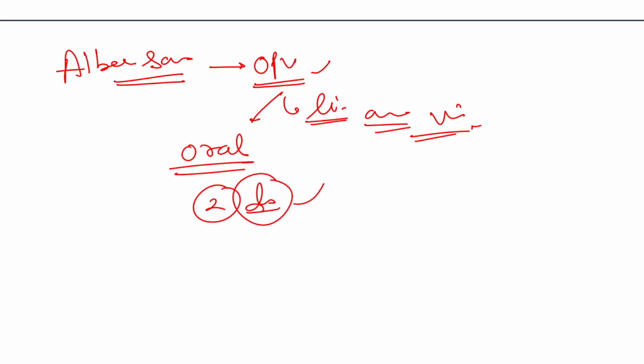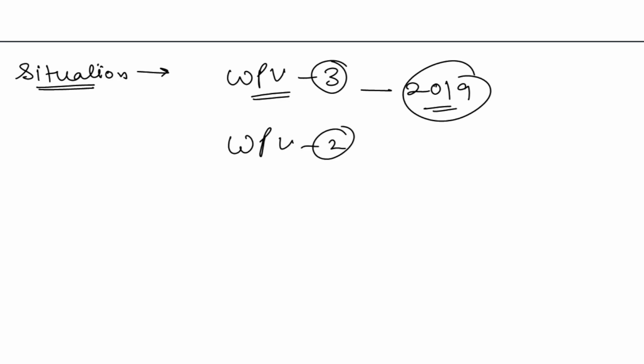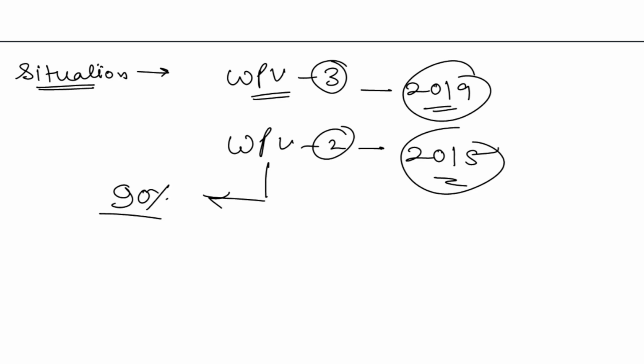Now, what is the situation of polio in the world, and has it been eradicated completely? So WHO declared WPV3, a strain of the polio virus, eradicated in 2019. There are 3 strains of the polio virus. There was a WPV2 also, which was declared eradicated in 2015. 90% of the polio cases are caused by the WPV2.